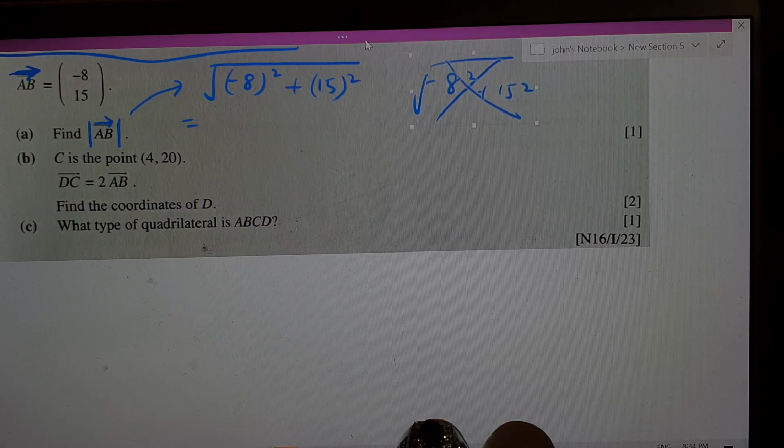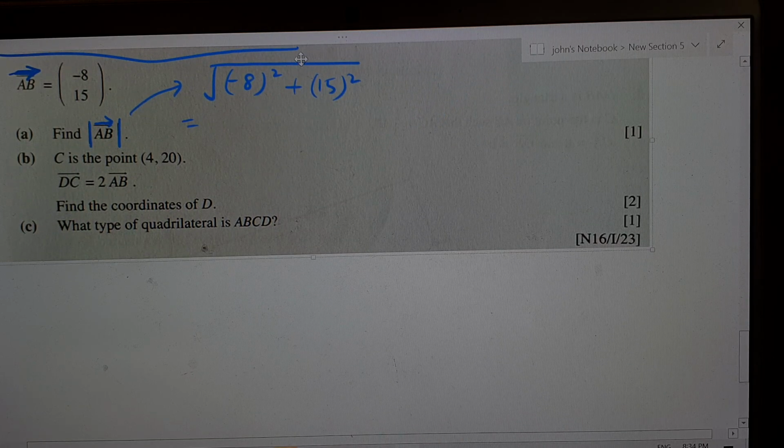Then you go and press your calculator. You will get the answer. Okay, let me press the calculator. Okay, square root. So it's 17. Alright, don't just write 17, because this is a length on the coordinate scale, so you must put 17 units. So that's for part A. Finish.